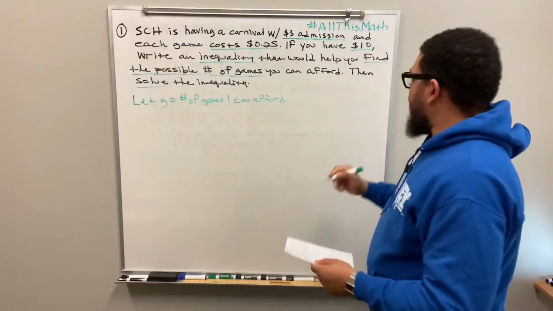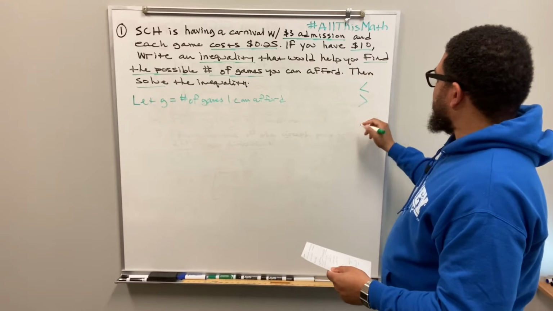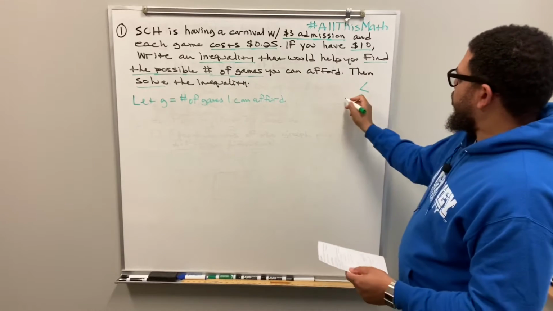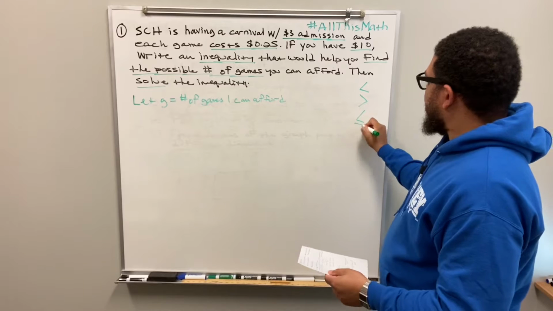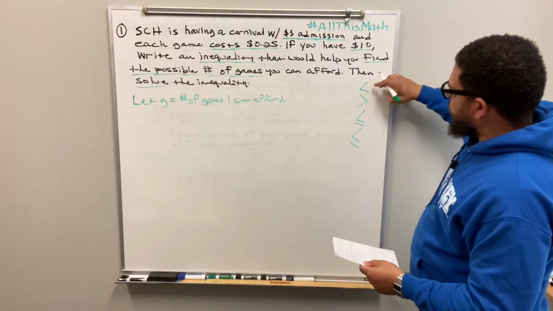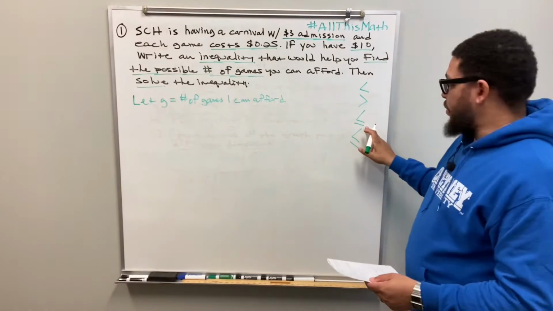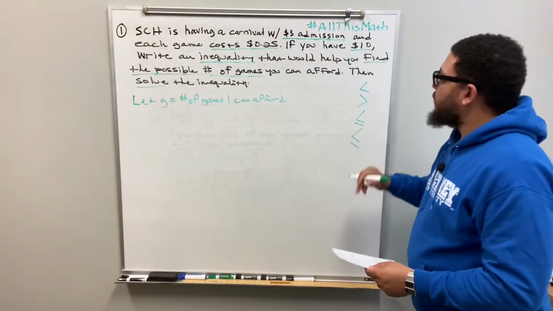Now, because of the inequality, we're going to use one of these four symbols. This is less than, greater than, less than or equal to, greater than or equal to. We're going to use one of these four symbols, right? And of course, with the line underneath, that means or equal to, okay?